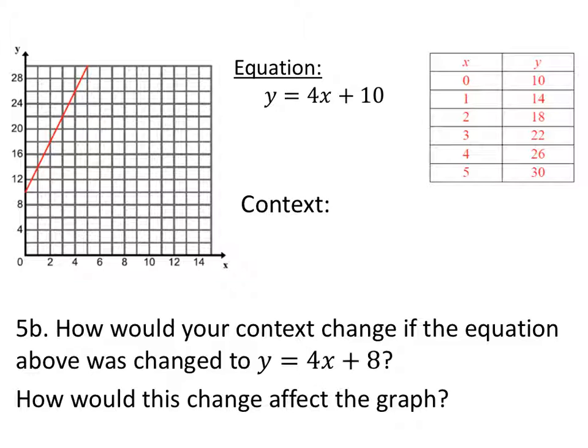On this one, how would your context change if the equation above was changed to y equals 4x plus 8? On this one, you're just starting with fewer sandwiches, but you're still making them at the same rate. So the line would have the same steepness on the graph, but you're just starting with fewer sandwiches.